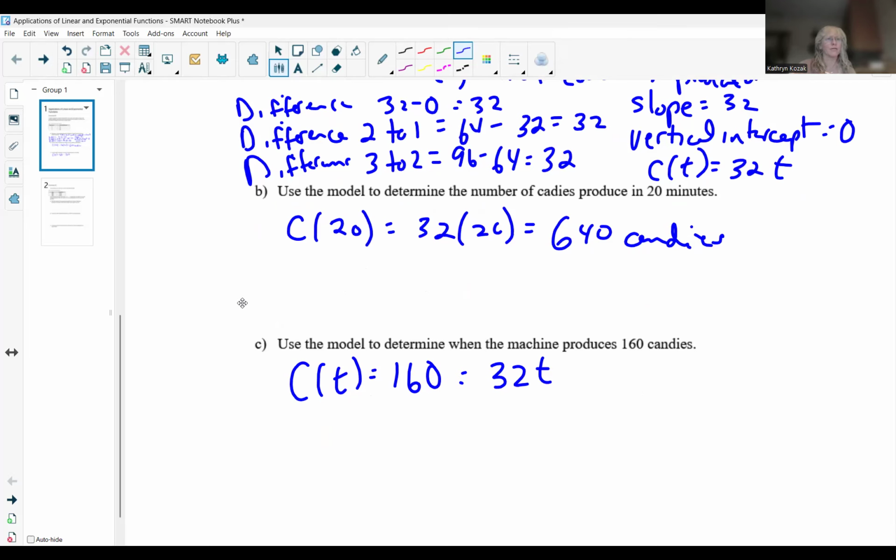If we want to use a graph, then we just need to get into Desmos. Let me stop sharing for just 1 second so I can go get Desmos open, and we'll see how to use Desmos for this. When we go to use Desmos, we're going to put both sides in there. And let me go ahead and start sharing again.